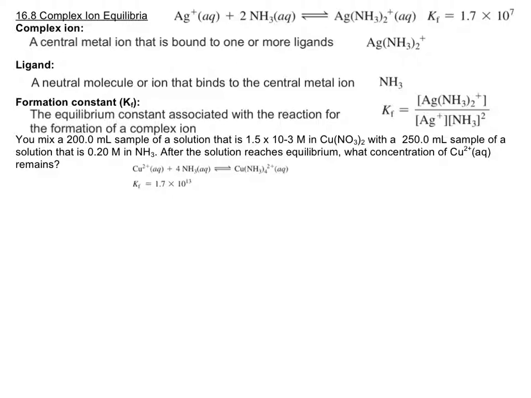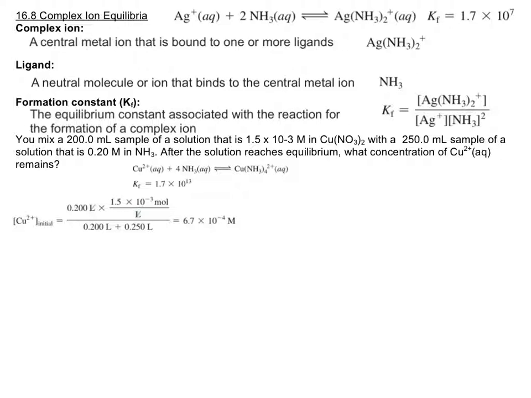Okay, so the initial Cu2+ concentration is going to be the 0.2 liters, because that's how much of it we have, times the concentration, which is 1.5 times 10 to the minus 3. And then we'll have to divide by the total volume since we're adding 2 solutions together. So that's 200 plus 250 milliliters, which is 450 milliliters. All right, and so that gives us an initial concentration of 6.7 times 10 to the minus 4th molar when you multiply out and divide all that out.